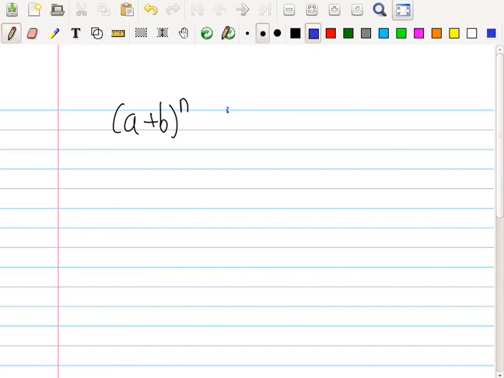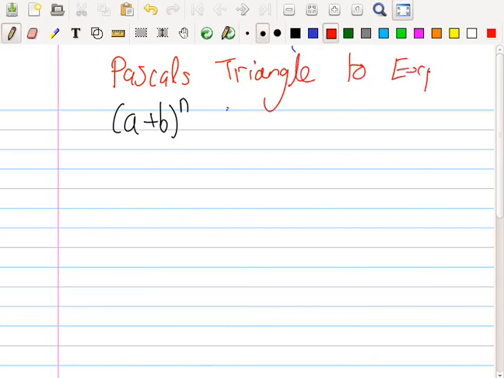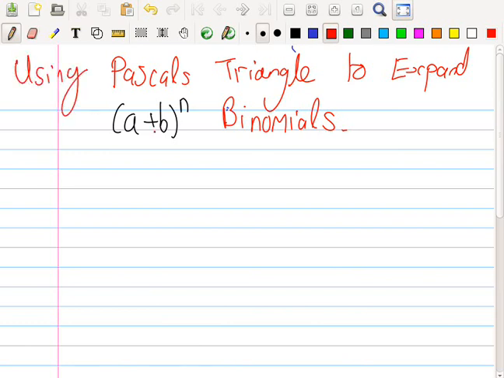So we will learn, and we will use Pascal's triangle to expand binomials. Using Pascal's triangle to expand binomials like this. Okay, so I'll give you a simple example of how to use the triangle.